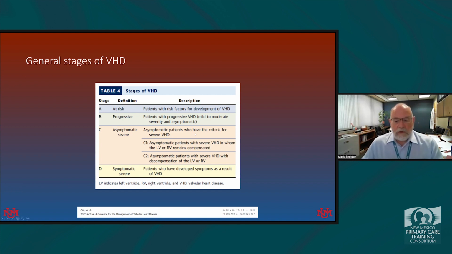And C is probably one of the key places, because they are generally still asymptomatic in this category, but they meet the criteria for severe disease. And we need to be really, really watchful on how to treat these patients so that they don't fall off the edge and become unrepairable. And then obviously symptomatic severe is the last stage.